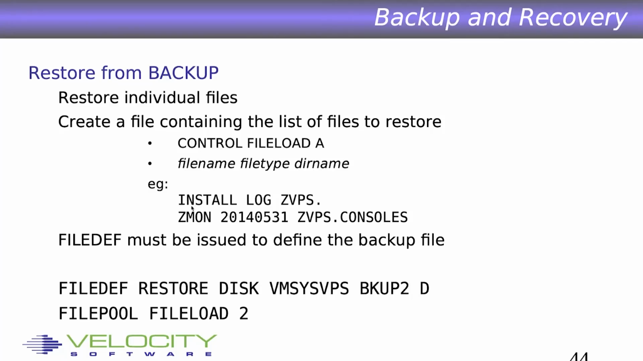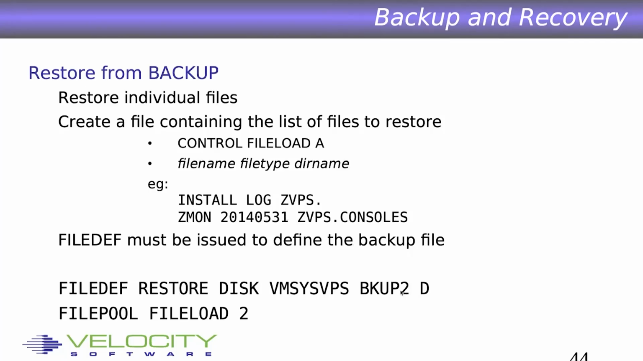I'm restoring a file called install log on this ZVPS top level directory, and this file called zmon, and this date, that's a really old date, on the zvps.consoles directory. The file def must be issued to define the backup file, just like we did with the storage group backup. We define the restore pointing to disk. This is where our storage group backup is located.